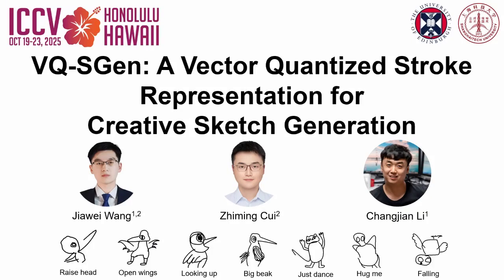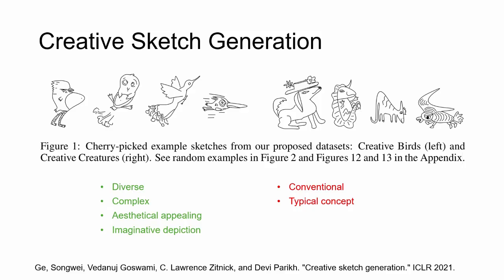We present VQ-SGen, a vector quantized stroke representation for creative sketch generation. Unlike traditional sketch generation, creative sketch generation aims to produce diverse, complex, and aesthetically appealing sketches, forming more imaginative depictions of familiar visual concepts, rather than generating conventional and typical representations of these concepts.